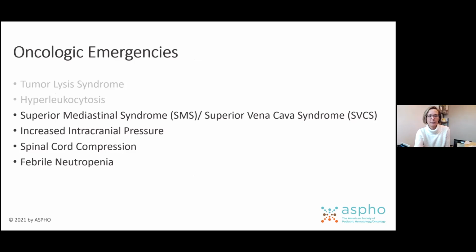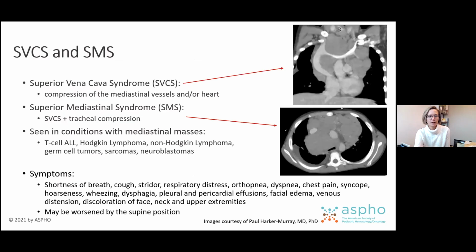Next, we'll talk about superior mediastinal syndrome and superior vena cava syndrome. So superior vena cava syndrome is compression of the mediastinal vessels and/or the vessels of the heart leading into the heart. And superior mediastinal syndrome is compression of the vessels in addition to tracheal compression. So this is most commonly seen in oncologic diagnoses that have mediastinal masses. So we typically think of T-cell, Hodgkin and non-Hodgkin lymphoma. Germ cell tumors can also have mediastinal masses, sarcomas, and also neuroblastomas.